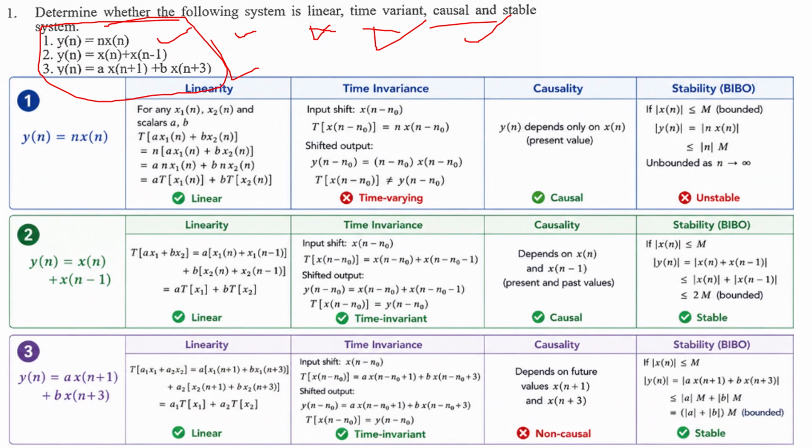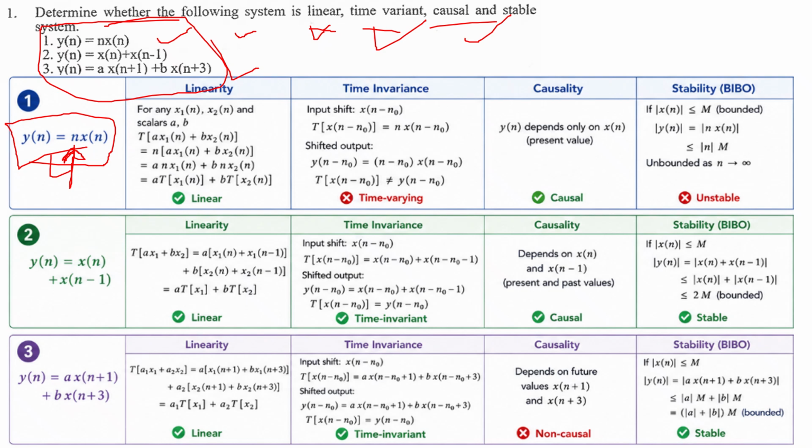So how will we do it? The first question is y of n is equal to n times x of n. Why are we writing n here? Because this belongs to discrete signals. That is why we are using n, and for a continuous signal we use t, that is y of t is equal to t times x of t. That is for a continuous signal, but this is a discrete type of signal, so that is why we are using n.